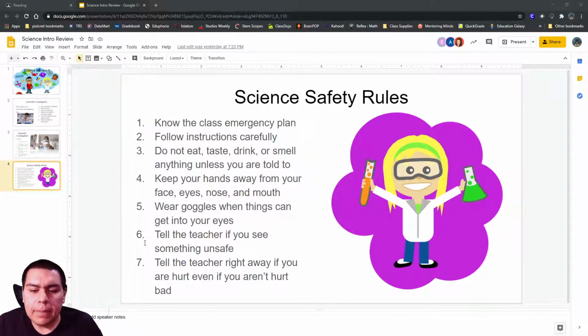Because you can actually be hurt. You can be hurt, and even if it's not very bad, it's better to get it taken care of before it gets worse. Can even get infected. That's true. Depending on what you're working with in the science experiment or the science investigation, something could get into it, and you don't want the cut or the injury to get any worse, to get infected or anything else.